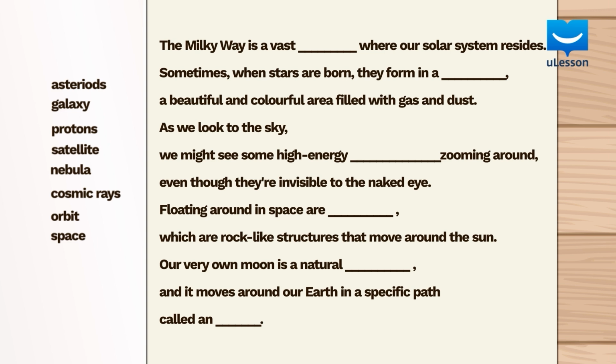All right, pal, so the completed passage reads, "The Milky Way is a vast galaxy where our solar system resides. Sometimes, when stars are born, they form in a nebula, a beautiful and colorful area filled with gas and dust. As we look to the sky, we might see some high-energy cosmic rays zooming around, even though they're invisible to the naked eye. Floating around in space are asteroids, which are rock-like structures that move around the sun. Our very own moon is a natural satellite, and it moves around our Earth in a specific path called an orbit." Well done, champ!